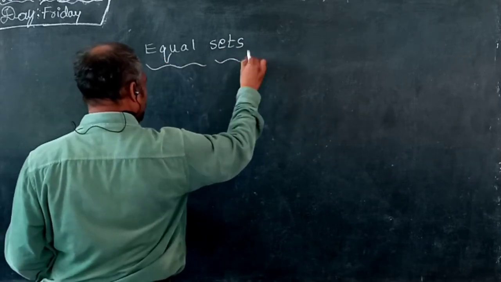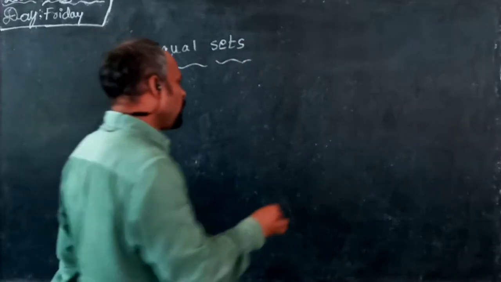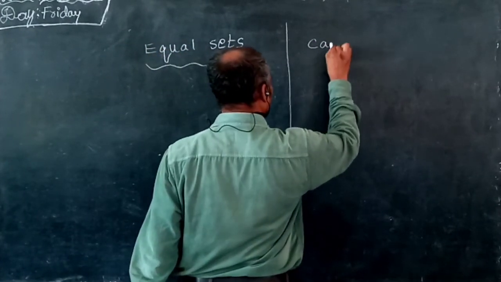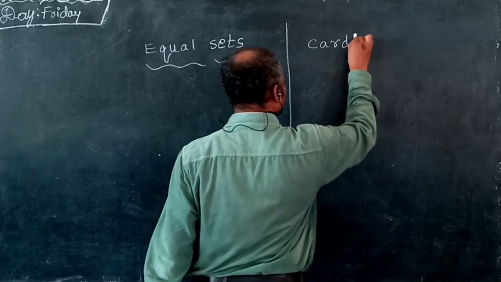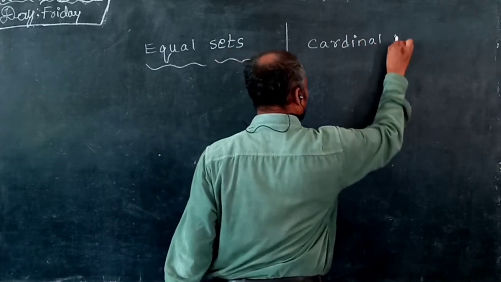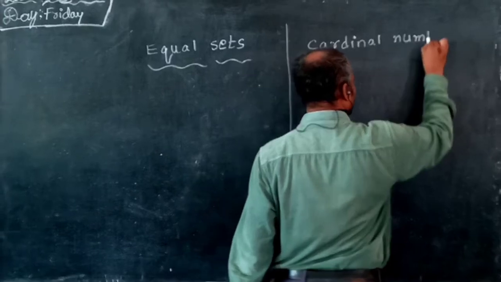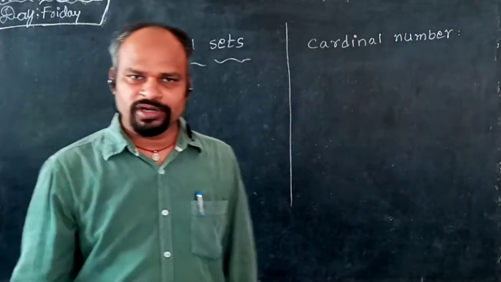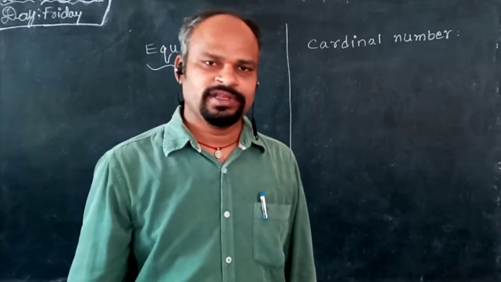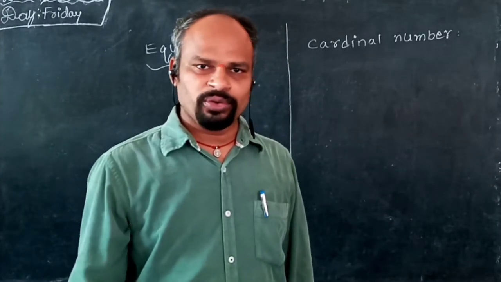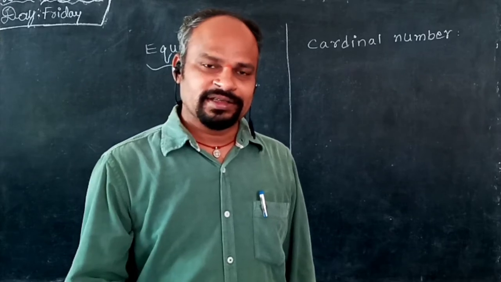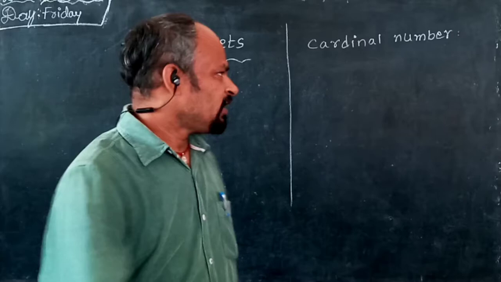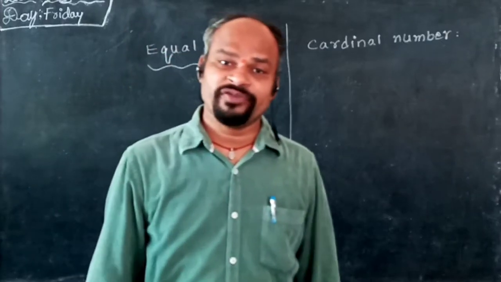Equal sets. Before going to equal sets, I would like to tell you one more definition: cardinal number. Cardinal number of a set. Up to now we are discussing the number of elements in the set. That is nothing but the cardinal number of a set.